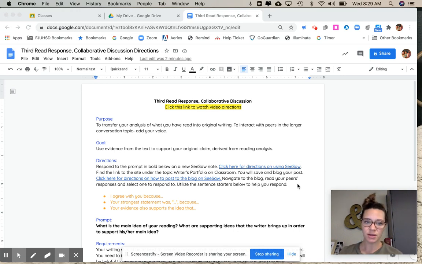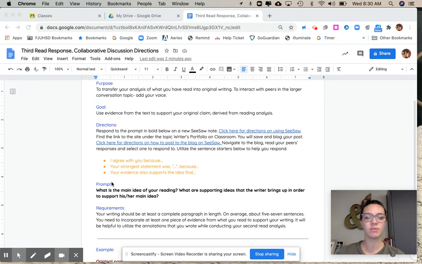So the goal then is to use evidence from the text to support your original claim or your idea of what the text means based on your reading analysis or based on your annotations. So the directions for your post, where you're going to write, is to respond to the prompt. That's right here. I'm going to get to that on a new Seesaw note.